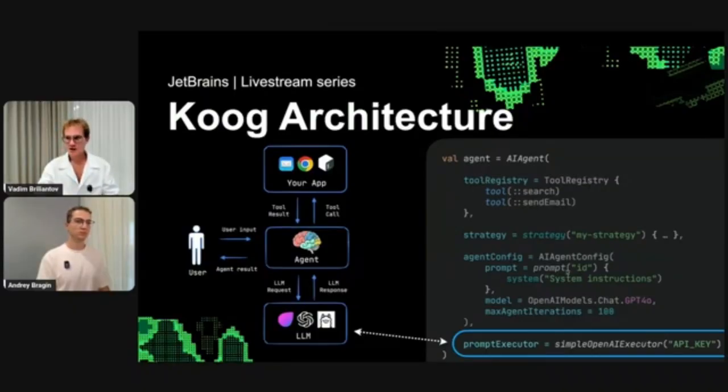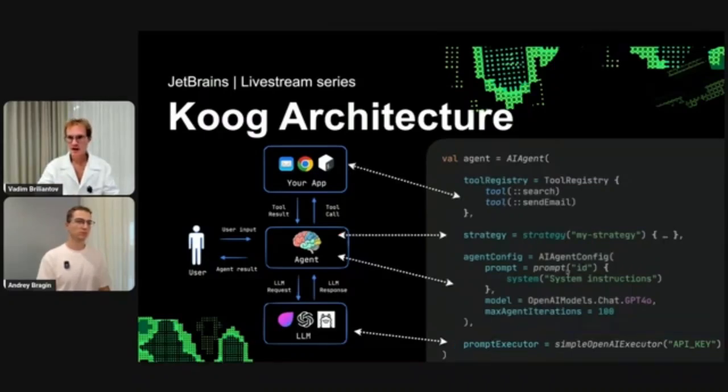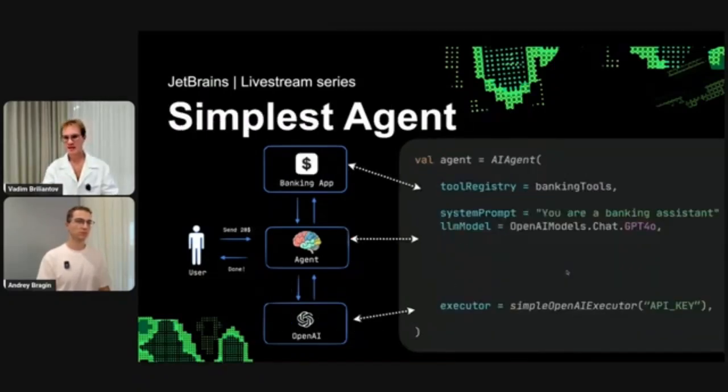So that's a bit abstract. Let me show you some concrete and simple example. The simplest agent. Let's imagine you are building a banking agent that will automate some banking operations. So what you will do, you will just provide some banking tools from your existing code. You will provide a task like you're a banking assistant. You'll provide a model like GPT-4o, and you will connect to OpenAI. That's it. 1, 2, 3, 4 lines of code. That's going to be working.